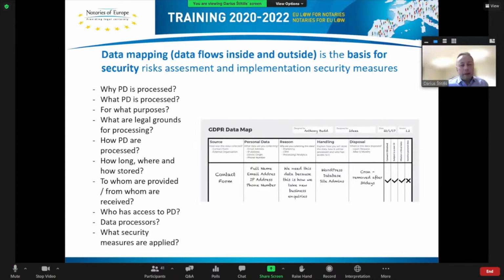So data mapping. Without data mapping, data inventory, you won't know exactly which system processes personal data, where it comes from, and to whom it is provided, etc. Therefore, security measures in such case may be difficult to determine precisely. So we have to have all answers: why personal data is processed, what personal data, for what purposes, what are the legal grounds, how personal data are processed, for how long, etc.